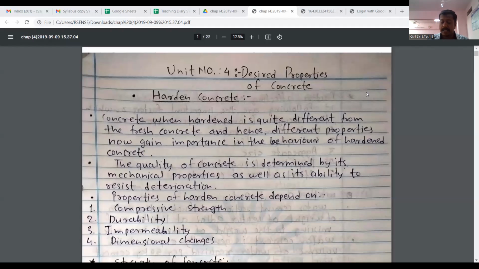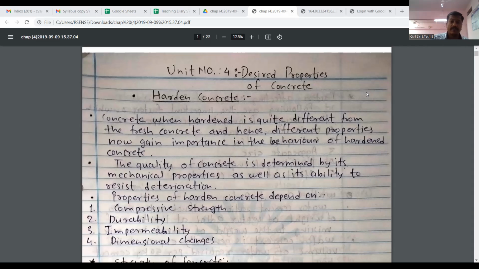Okay, there may be any adverse impact of the environment on this particular concrete, or any kind of deterioration which has started in that given concrete. So we have to observe the behavior of that hardened concrete whenever it starts gaining the strength and after achieving the strength. So the quality of the concrete is determined by its mechanical properties. Definitely, if you are dealing with the hardened concrete, we are using the word mechanical properties.